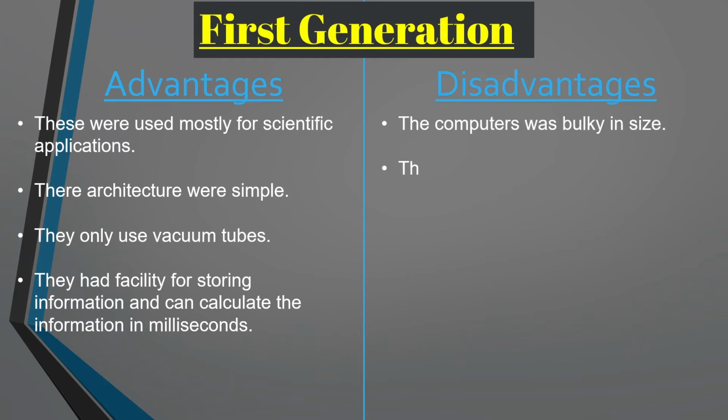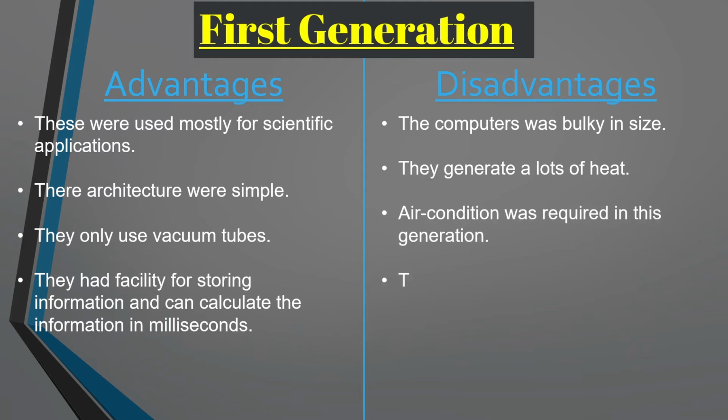The disadvantages are the computer was bulky in size, so you cannot move the computer from one place to another place easily. They generate a lot of heat. Air conditioning was required in this generation of computers. They were highly unreliable.